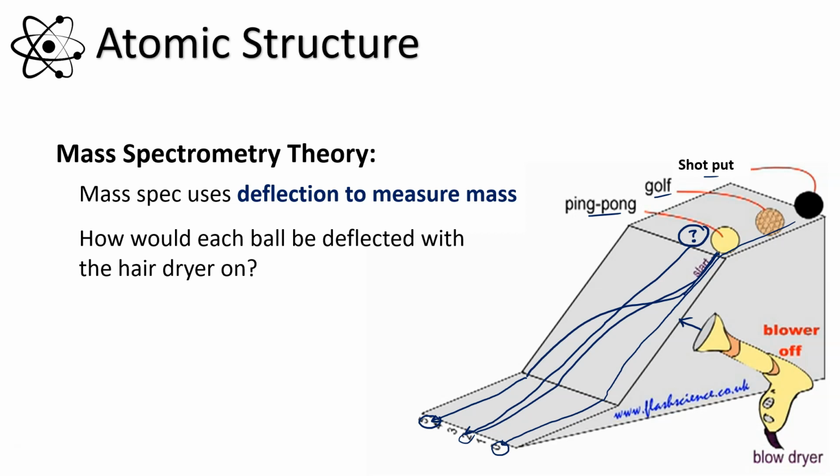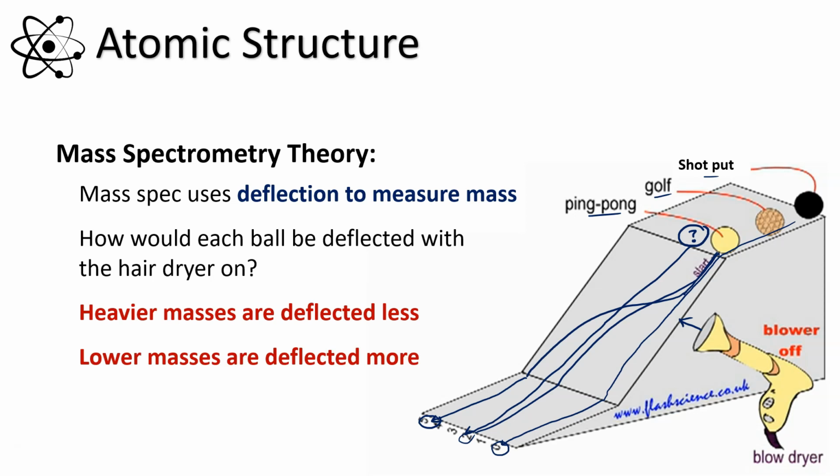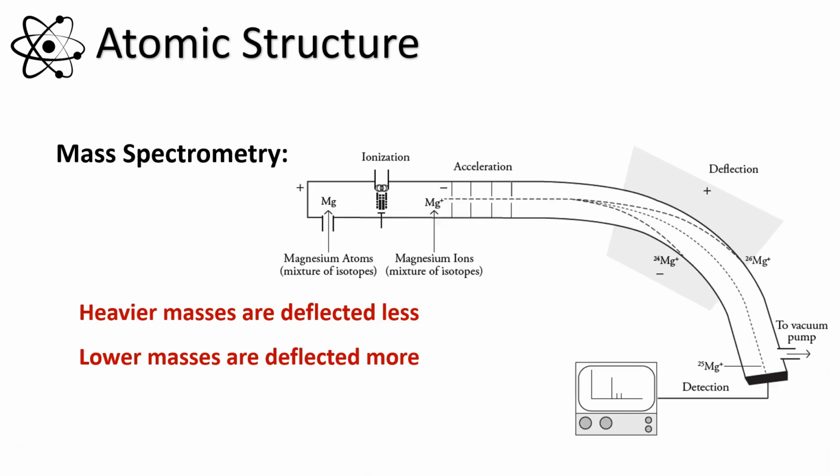So how would each ball be deflected with the hairdryer on? We've kind of walked through that to give these two key ideas. If something has a heavier mass, it's deflected less. That's our shot put. If something has a lower mass, it's deflected more. That's our ping pong ball. Mass spectrometry does all of that same stuff. So now we're switching to the real version, just with atoms instead of balls rolling down a ramp.